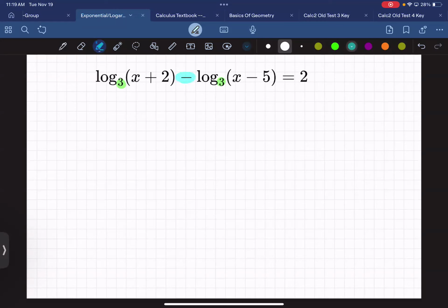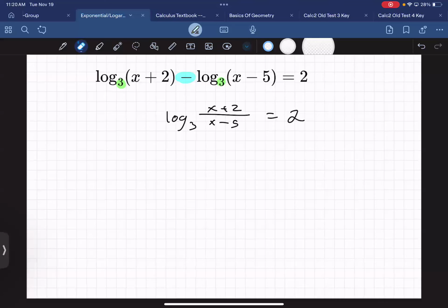Once I get here, make sure you see the big difference with this one though, because I'm using subtraction, right? So when I bring this together, I would have to write this as log base 3 of x plus 2 all over x minus 5. Okay. So now I'm using a fraction. Whatever's behind the subtraction, that's what goes in the denominator, right? Negative exponents is where that comes from. So a negative exponent is going to be in the denominator.